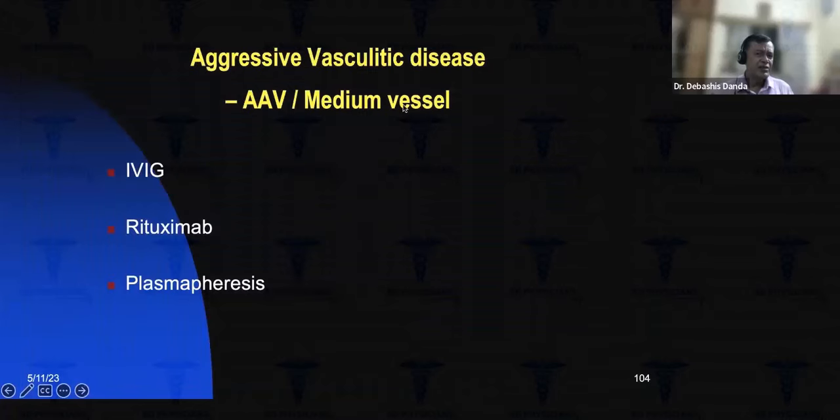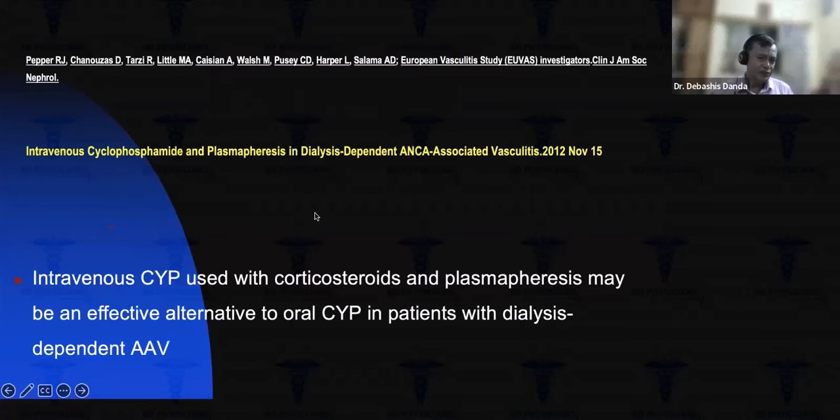For aggressive vasculitic disease, ANCA vasculitis and medium vessel vasculitis, IVIG is sometimes a good option. It's very expensive though. Rituximab is also relatively cheaper now because of biosimilars and can be a good option in very aggressive disease. And plasmapheresis, especially in ANCA vasculitis, is very useful. Intravenous cyclophosphamide with corticosteroid and plasmapheresis have been studied and found to be a very effective alternative to oral cyclophosphamide in patients with dialysis-dependent ANCA vasculitis.